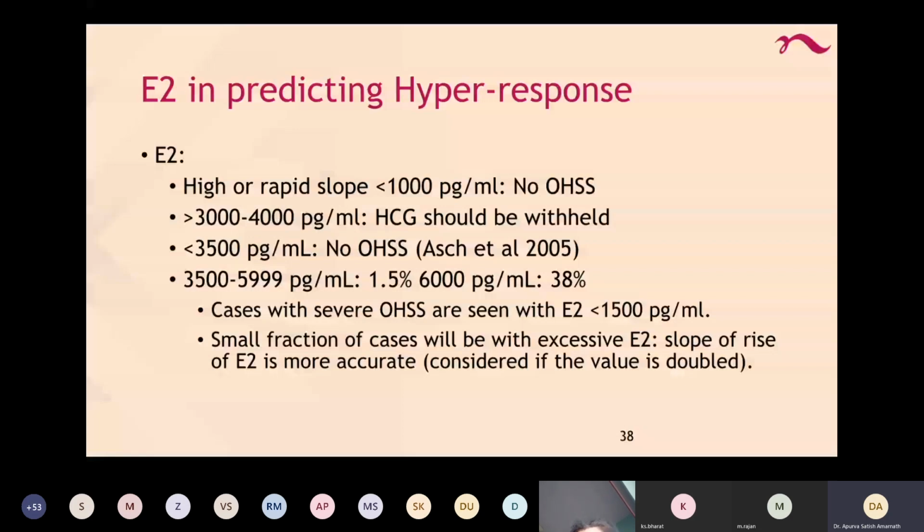Between 3,000 and 5,999, there is a 1.5% chance of risk, and more than 6,000, there is up to 38% chance of risk. There are cases of severe OHSS that are seen even with low E2s, that is 1,500. And a small fraction of the cases will have an excessive E2 slope. That is, the rise of E2 is high, so there is a higher risk of OHSS. So it has to be remembered that E2 cannot be an absolute predictor of hyperstimulation.